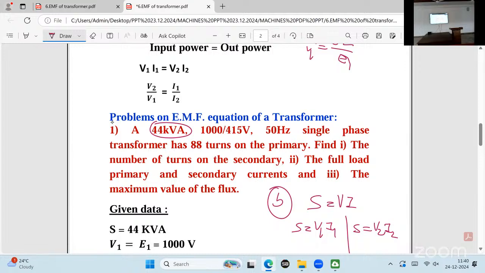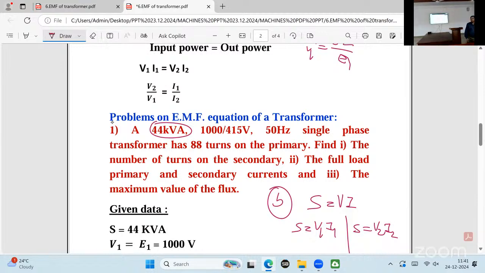So A, B, C are completed: the number of turns on the secondary, the primary and secondary currents I1, I2, and the maximum value of the flux phi m. Completed.